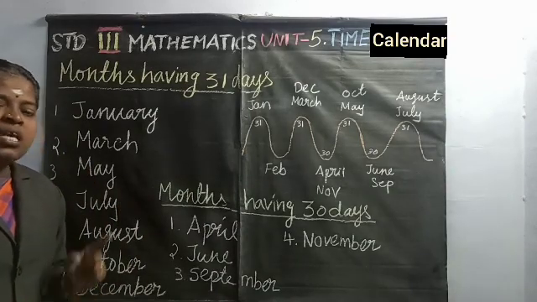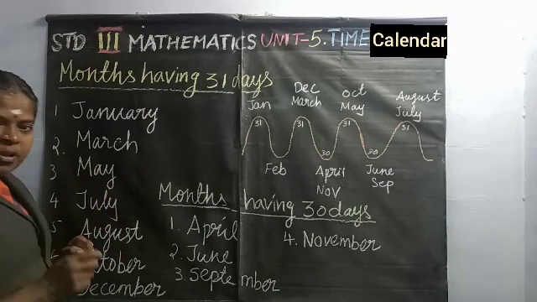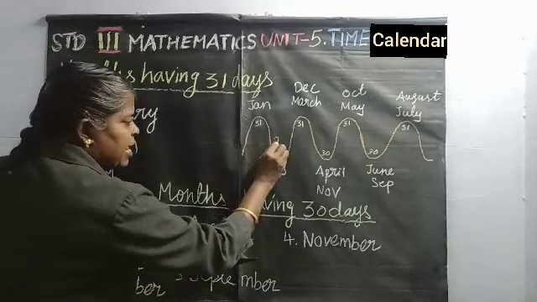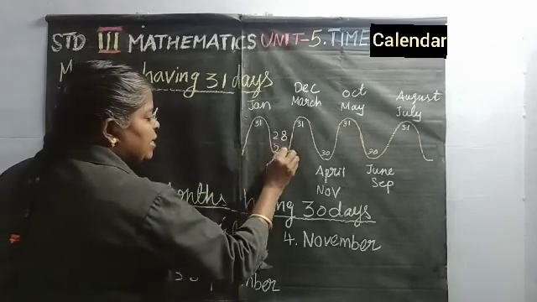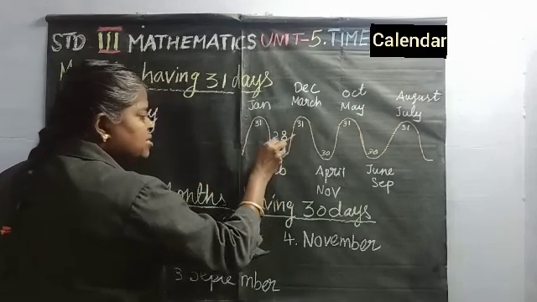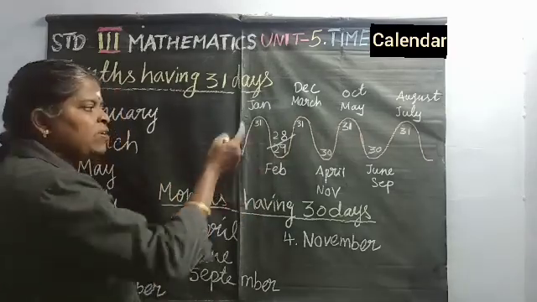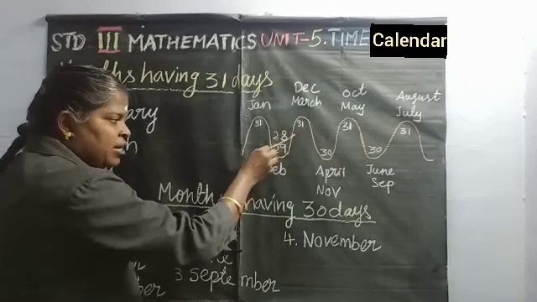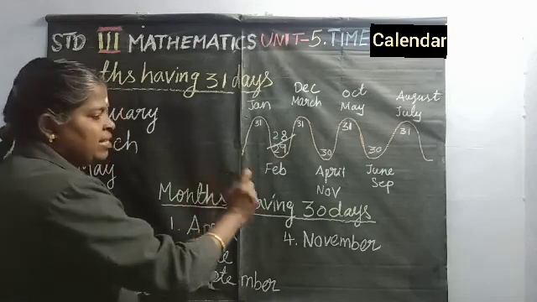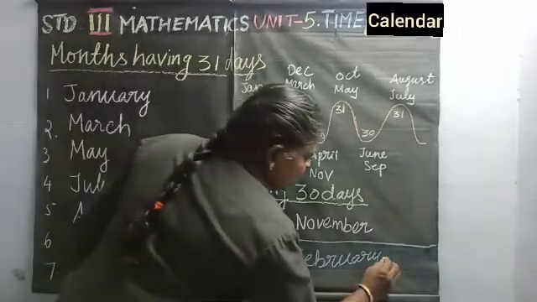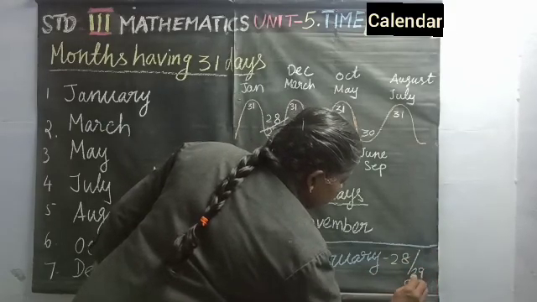The last one is February. February has 28 days. We know very well February is a special month. It has 28 days. In a leap year, it has 29 days. February has 28 days or 29 days.